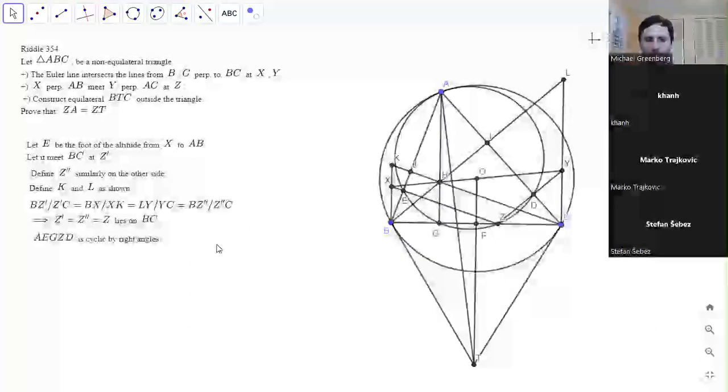Do we know that? Yeah, we know that OX is equal to OY because, like, if F is the midpoint of BC, it's true by symmetry because these are both perpendiculars. Yeah, it makes sense.